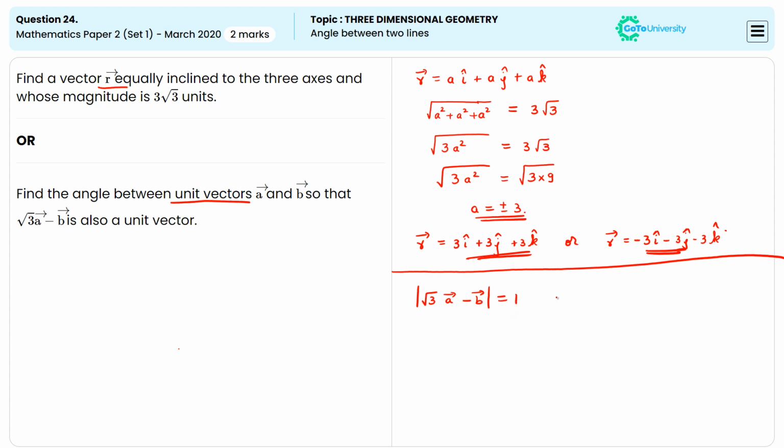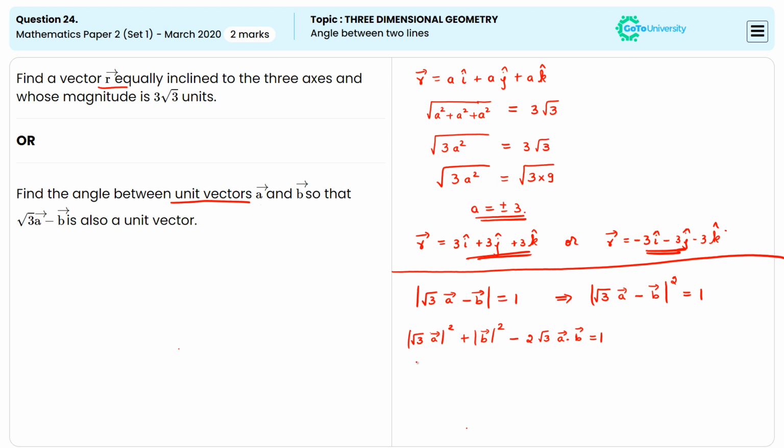Now if its magnitude equals 1, with this I can say magnitude of root 3 times vector a minus vector b whole square is equals to 1. Now since we know that this is of the form a minus b whole square, I can write this out as root 3 vector a magnitude whole square plus vector b magnitude whole square minus 2 times root 3 times a dot b is equals to 1.